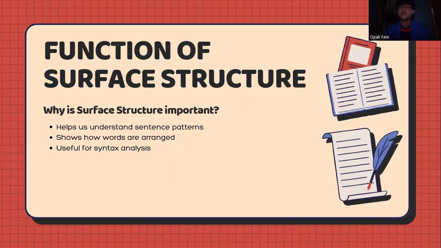Surface structure is important because it helps us understand how a sentence is formed. It shows the pattern of the sentence clearly. This is useful when we analyze sentences in syntax.